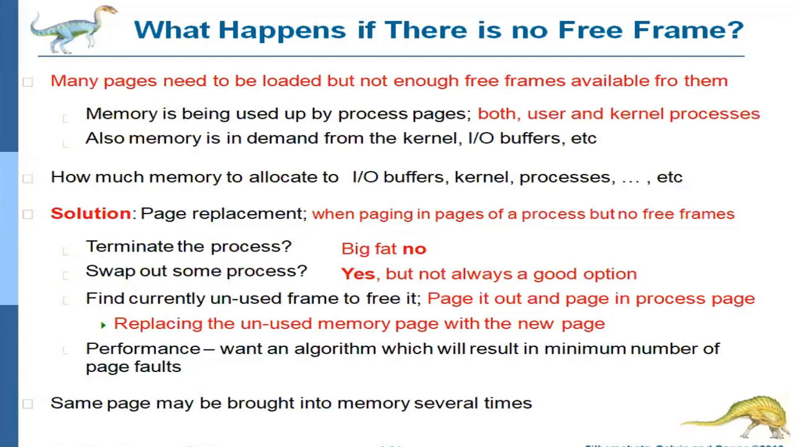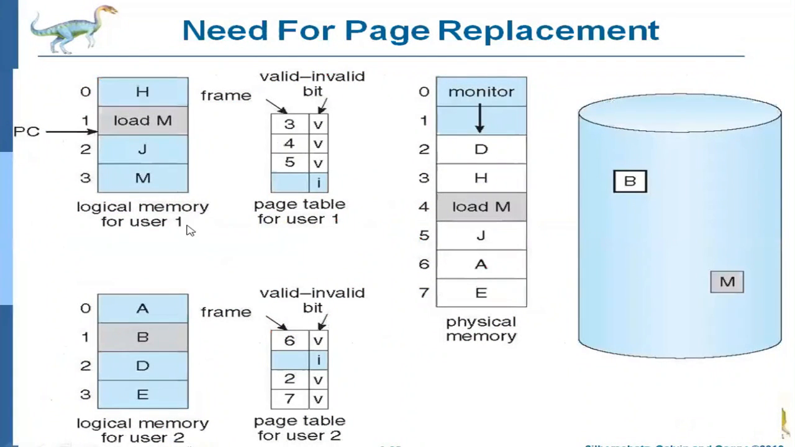So see here, this is one example. Here two processes will be executed, that is, two users will be executing. This is the logical memory for user 1, this is the page table for user 1, and this is the physical memory. And here are the logical memory and page table for user 2. A page table can be divided into two columns: one for frame numbers and one for the valid or invalid bit.